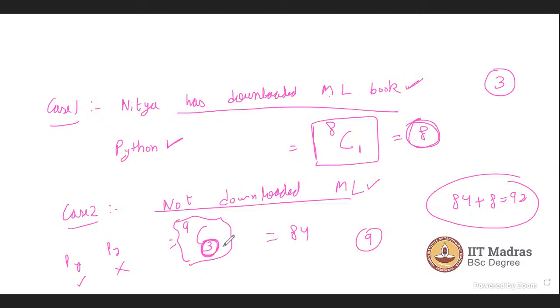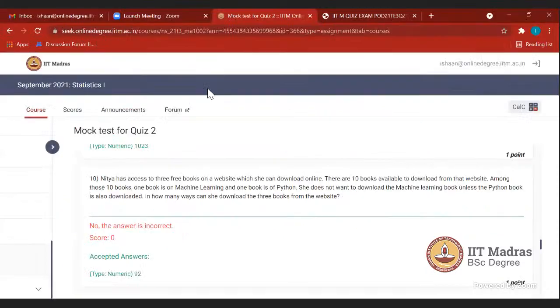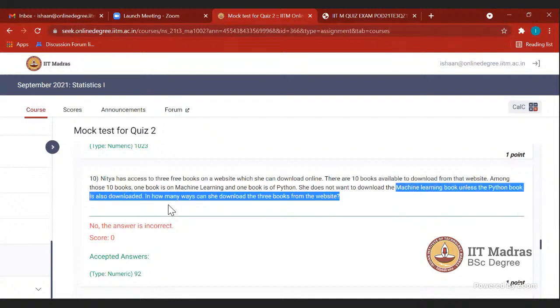Does it mean that Nitya has downloaded the ML book, so Python is automatically downloaded, in terms of numbers? Yeah, it is mentioned here. She does not want to download the ML book unless the Python book is downloaded. So if ML is downloaded, Python is also downloaded. So 2 books you have downloaded. You have to select only one out of the remaining 8.